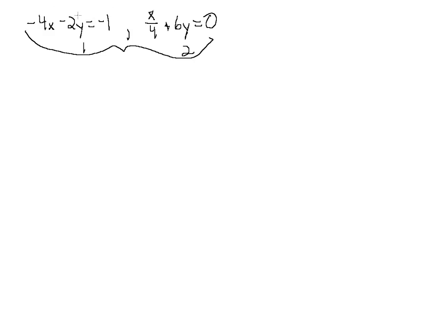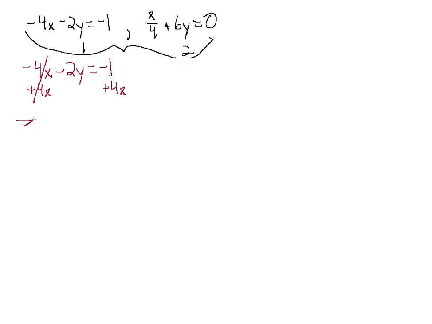So this one has fractions, so I'd rather deal with this one. So let's go ahead and solve this one for y. We have equation 1 is minus 4x minus 2y equals minus 1. Let's solve it for y, so we can isolate that by moving everything else to the right-hand side. So we can add 4x to both sides.